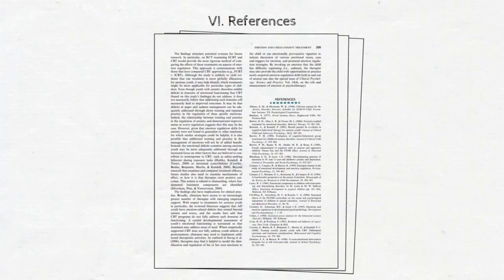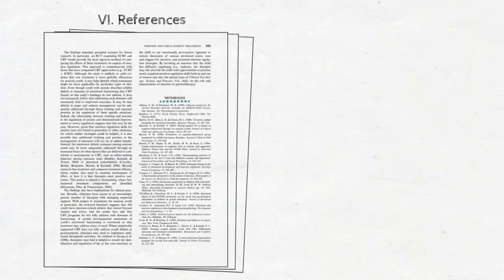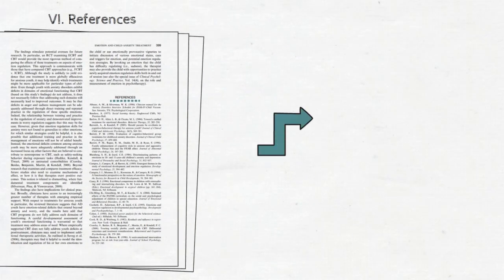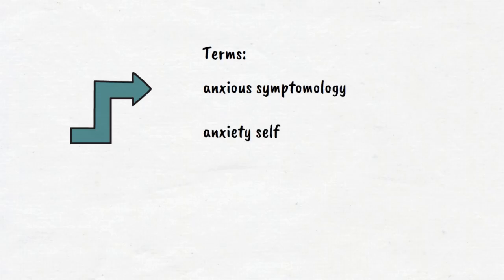We spoke before about looking up terms. In psychological research, terms have very precise definitions. Notice the specific terminology of our example article: anxious symptomology, anxiety self-efficacy, dysregulation, and coping.